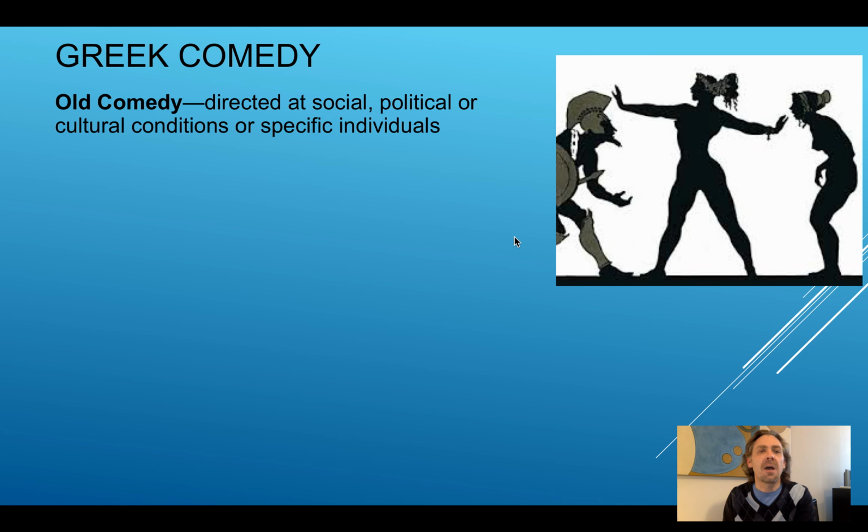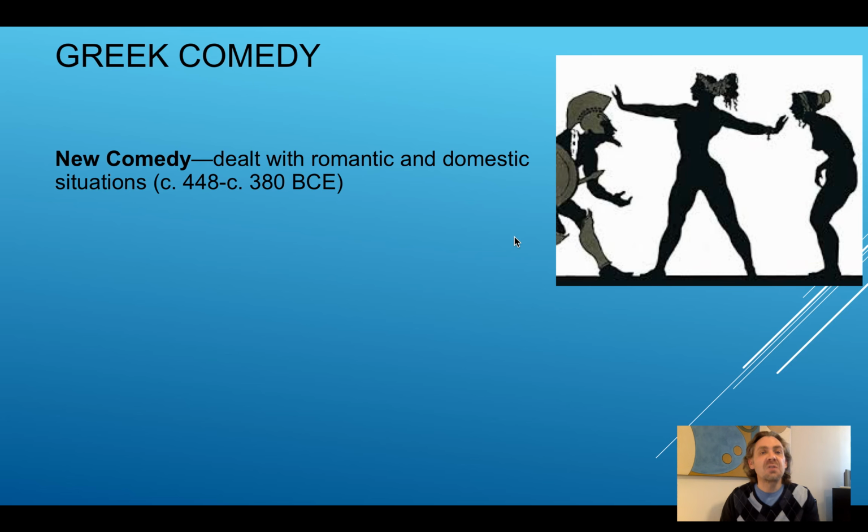Now let's talk about Greek comedy. Greek comedy is divided. We have Old Comedy, which was directed at social, political, and cultural conditions or specific individuals, versus New Comedy that dealt with romantic and domestic situations. So New Comedy existed approximately 448 to 380 BCE. So we're looking at a period of about 70 years, give or take. Old Comedy was essentially prior to that, prior to 448.